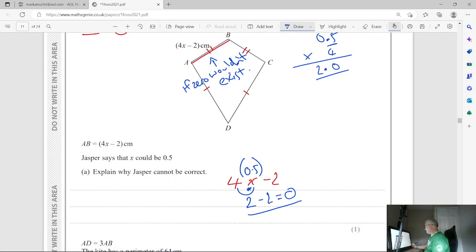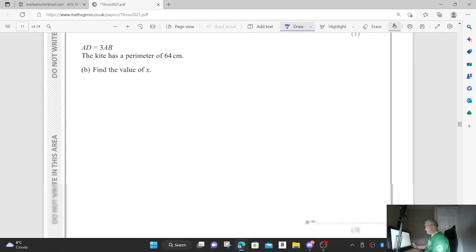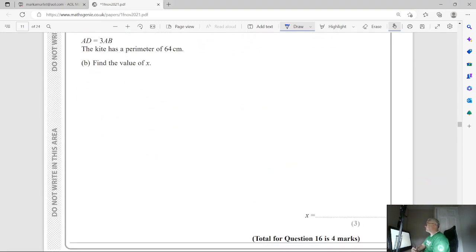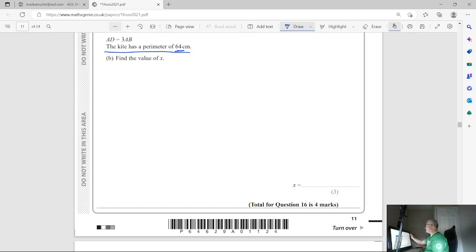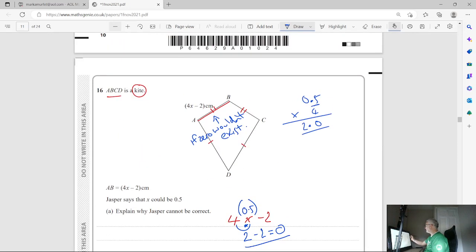Next question. AD equals 3AB, and the kite has a perimeter of 64 centimeters. Again, I'm going to just zoom out for this one so we can see it all on the screen at the same time.